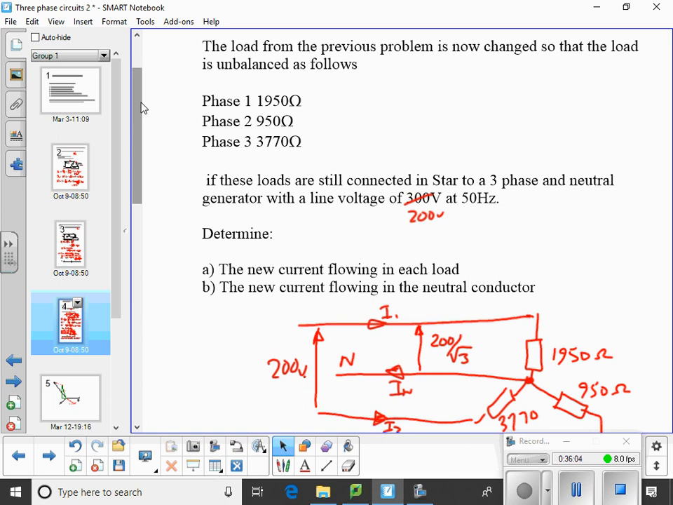Someone said 200 over root 3 is 155, wasn't it? I don't think so. 115, yeah, sorry. It's got about 200 volts. We got nothing in the neutral. We got 58 milliamps on the blue phase, 59 milliamps on there and 61 on there. Experimental errors, they're all the same. It's a balanced load.